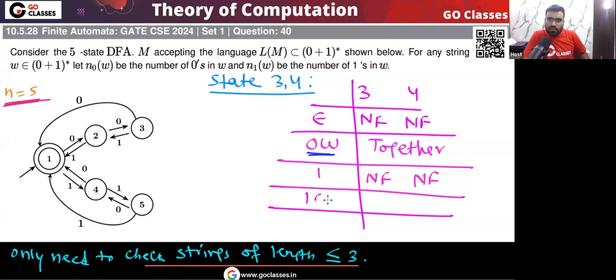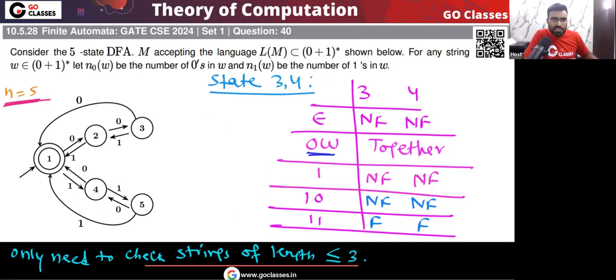Okay, so you tell me, what about 1 0? What about 1 0 and what about 1 1? Tell me quickly. On 1 0, where is state 3 going? On 1 0, it is going to non final. And this is state 4. On 1 0, it is going to non final. On 1 1, both are going to final.